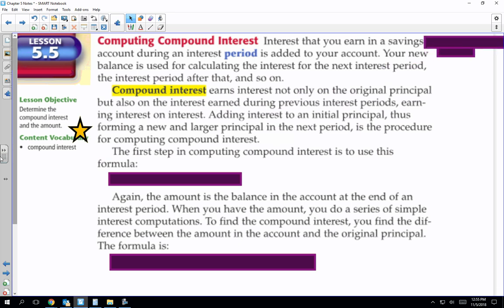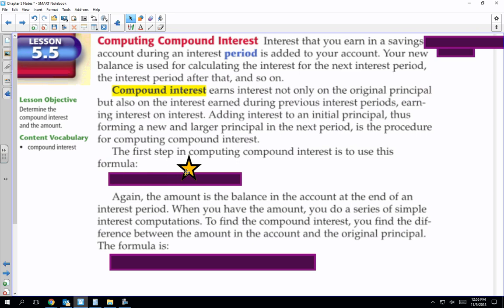Compound interest earns interest not only on the original principal, but also on the interest that you've earned during previous interest periods. Earning interest on interest, adding interest to an initial principal, thus forming a new and larger principal in the next period, is the procedure for computing compound interest.